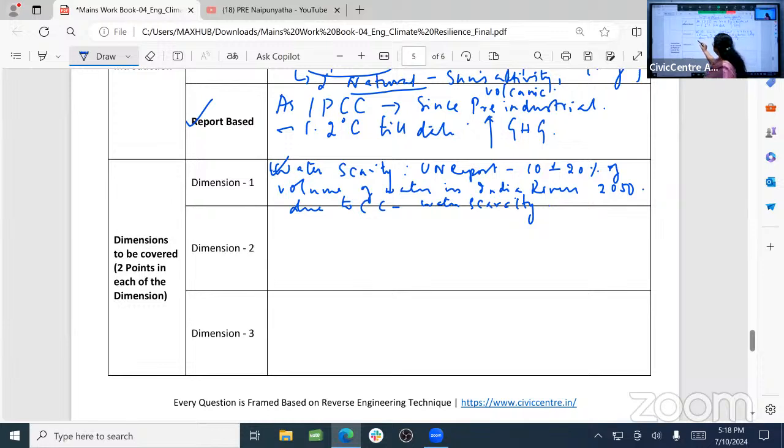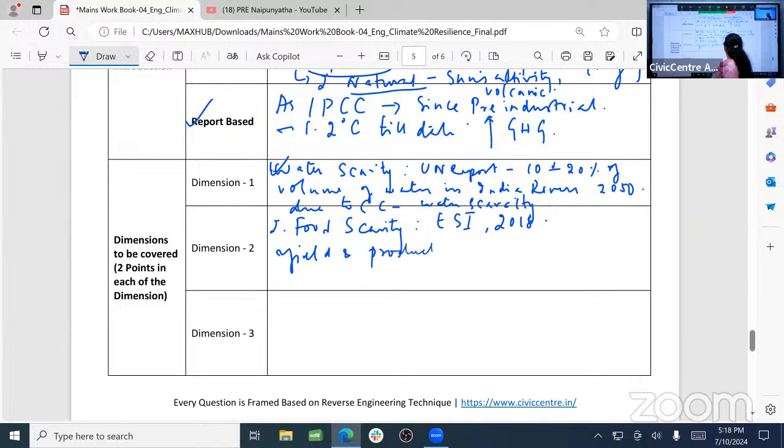Now, I will say that there is food scarcity that might happen due to climate change. Now, how will I substantiate this? I am taking the basis of the Economic Survey of India 2018, wherein the Economic Survey says that the yield or the productivity of agriculture has drastically decreased in the year 2018 due to climate change.